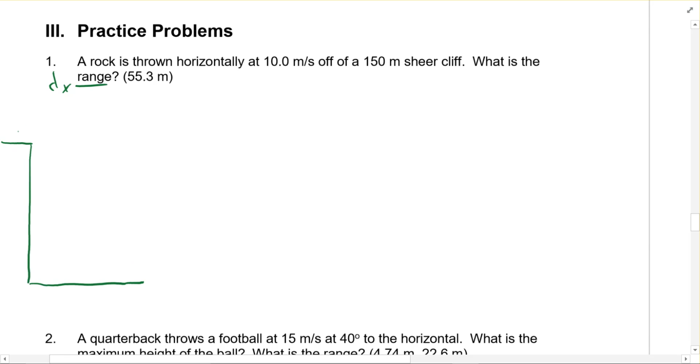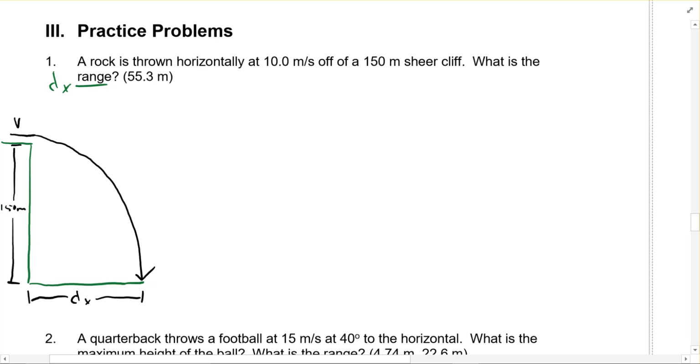So this one's coming straight off this cliff, this way, right? And it's going to come down here, land about there. We're looking for dx. That's what we're after here. It says that the cliff is 150 meters high. So from there to there. And v, well, which v would this be? So it says 10 meters per second. That's going to be velocity only in the x direction because it's going horizontally off the cliff. So vx is going to be equal to 10 meters per second.